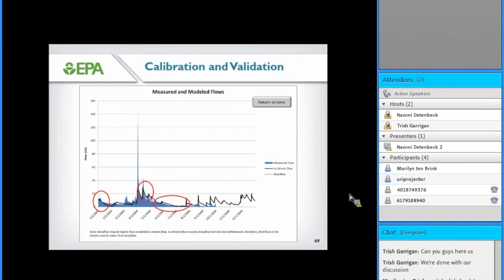Thanks, Vicki. Any questions on this calibration example?